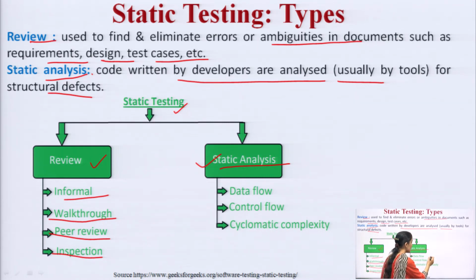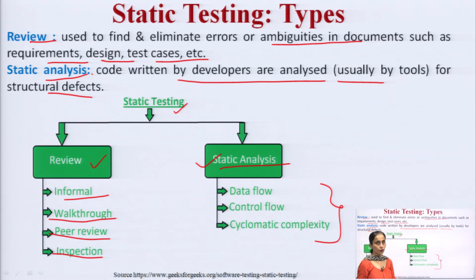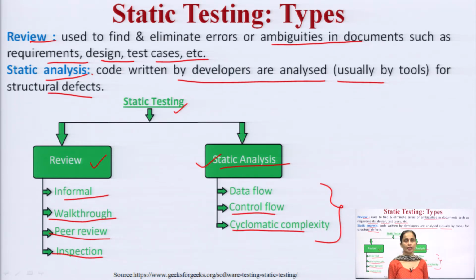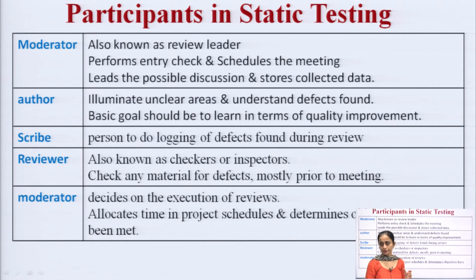So, static analysis can be done either by making a data flow or a control flow diagram, or by measuring the cyclomatic complexity, that means measuring how many independent paths the program is following, to know the complexity of the program. So, using these three different ways we can perform the static analysis of our program.